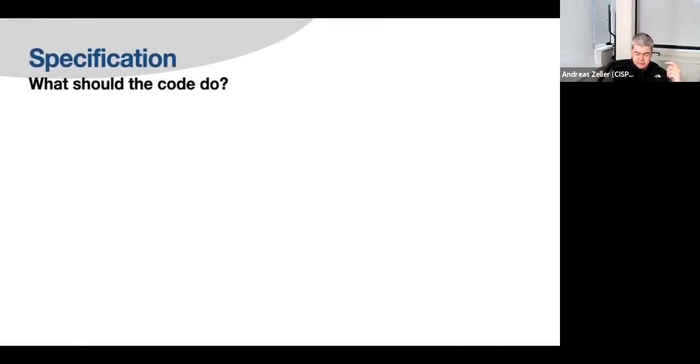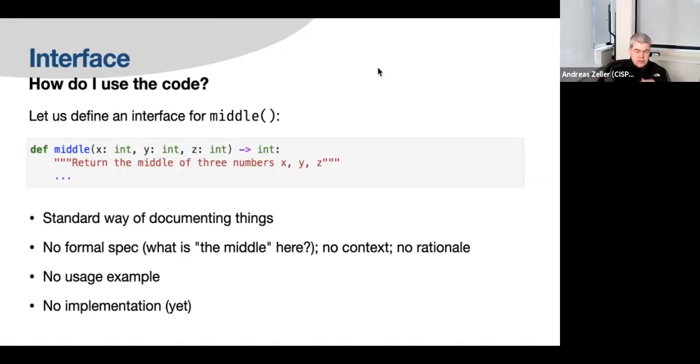This is the standard way of documenting things in Python and other languages. We have a comment on what the function does, which is nice, but you know, there's no formal specification. So what the middle is could also be misunderstood as maybe the average of things. This can be very confusing. There is no example of how to use it, and there's also very obviously no implementation yet. Okay, let's do this a bit further.